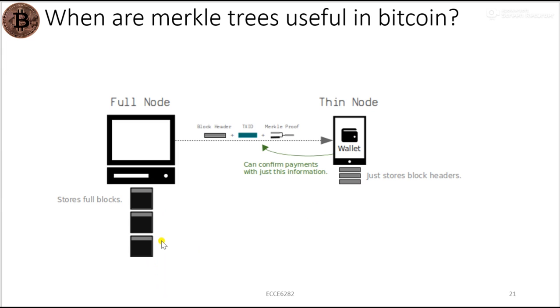A thin node does not store full blocks, because storing full blocks takes a lot of space; some gigabytes of space are required to store the full blockchain. So instead of storing the full blockchain, it only stores the block headers, and the block headers contain the Merkle root of each block's Merkle tree. If it wants to verify a transaction, the thin node can query the full node and ask it to send the block header, transaction ID and Merkle proof, and then it can verify this transaction easily through the Merkle root.